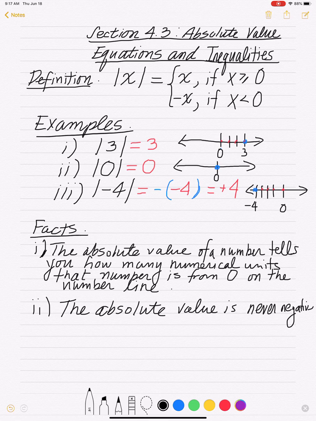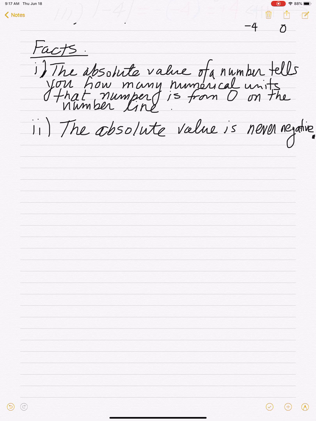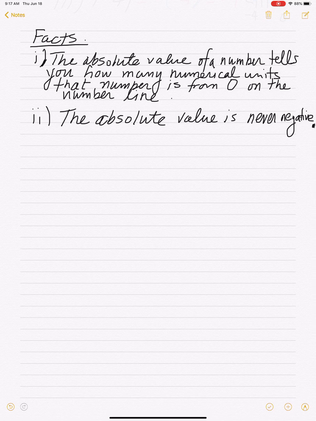Can be 0, right? If you got the absolute value of 0, 0. But it's never negative. So it's said to be non-negative. All right, so as far as looking at equations with the absolute value, that's what we want to get to. We want to get to working with equations with absolute value.